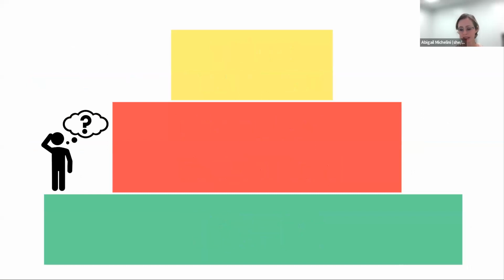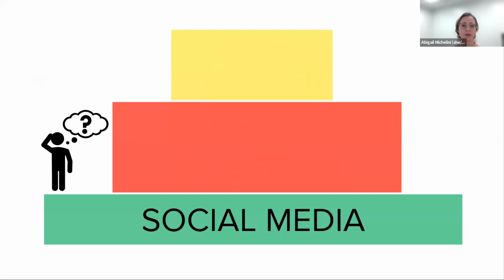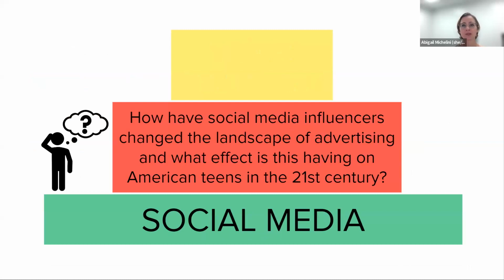Let's say my topic that I came up with for this research paper is social media, okay? So that's what I'm researching. I've narrowed that topic down to a specific research question, which is, how have social media influencers changed the landscape of advertising? And what effect is this having on American teens in the 21st century? So this was my question that I started with. And now I'm going to move towards that thesis statement based on the research I found.